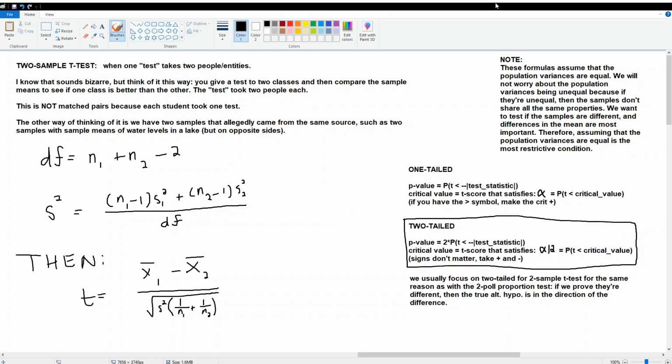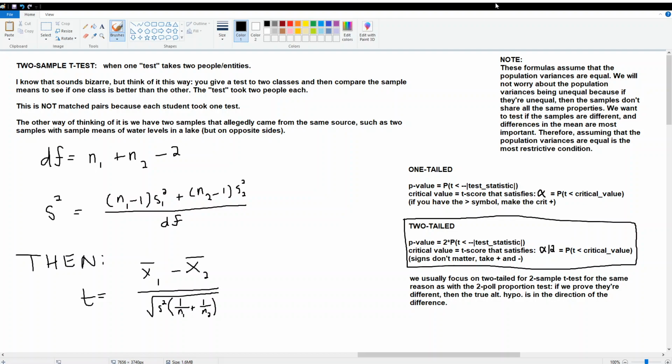Now again, we have test in quotation marks because it could be a survey, it could be maybe sales. The point being, whatever we're testing people on stays the same, it's just the people or the entities, could be corporations, are different.